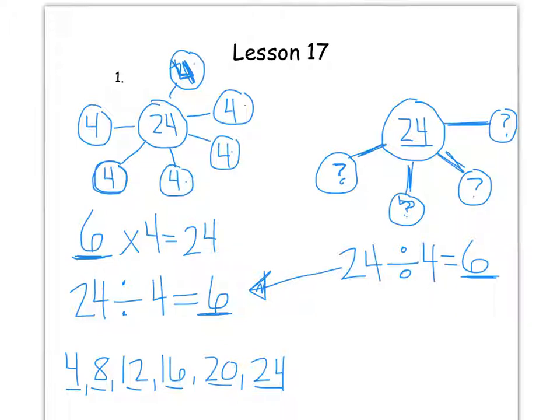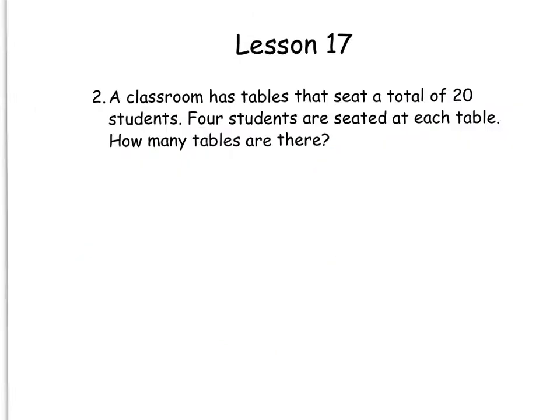Let's take a look at problem 2 on the back. Problem 2 reads, a classroom has tables that seat a total of 20 students. 4 students are seated at each table. How many tables are there? So let's start annotating this question. A classroom has tables that seat a total of 20 students. 4 students are seated at each table. How many tables are there?